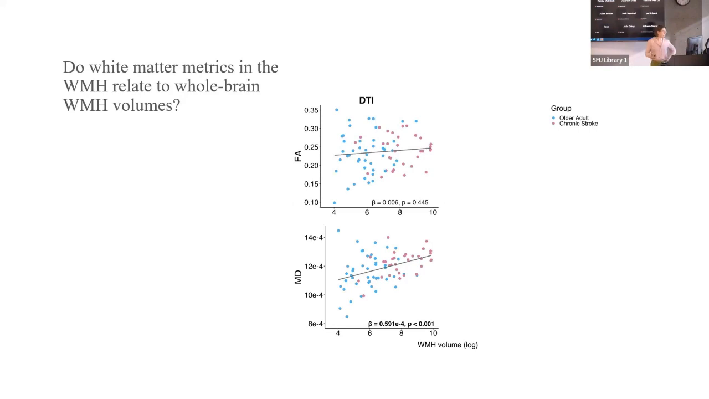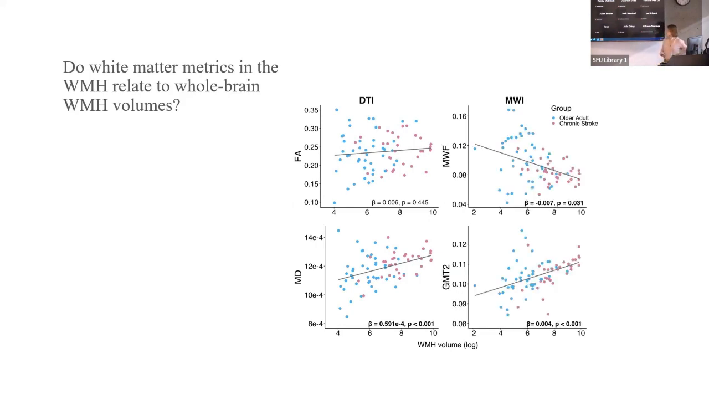So what we saw here was that there was a significant relationship with MD and whole brain white matter hyperintensity volume along the x-axis there. And with the myelin water imaging metrics, we saw relationships with GMT2 and myelin water fraction in the lesion itself. And what you can see here is that there's not really a clear differentiation between the older adult and chronic stroke group. So instead, it looks like this continuous pathway of relationship that's driven by the overall size of white matter hyperintensity volumes in the brain, which is an index of the severity of white matter hyperintensity disease.